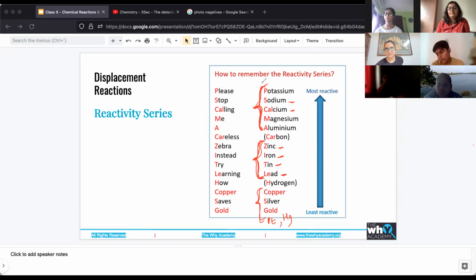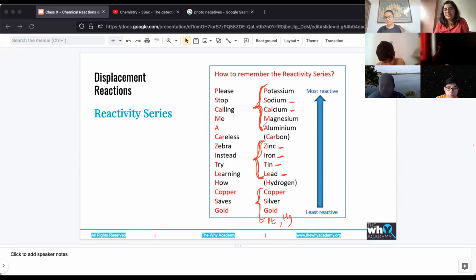Oh, most reactive again. So think of it this way: they are extremely reactive, right? So they cannot tolerate staying in their elemental form. They have to react with something or the other. You'll come across these elements mainly in their salts. So sodium chloride, baking soda, all that have sodium. Calcium: quick lime, limestone, lime water, stuff like that.